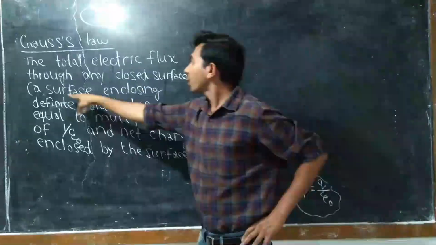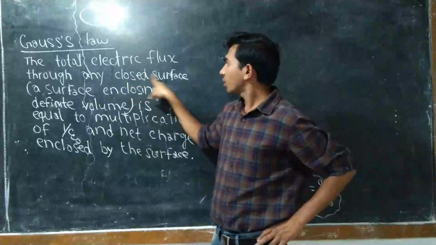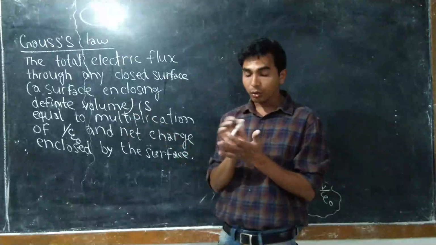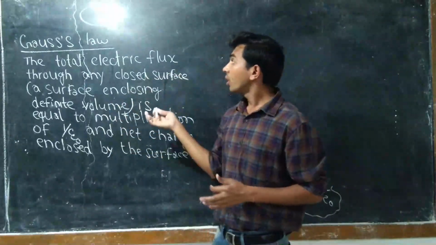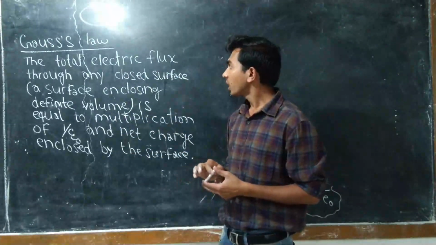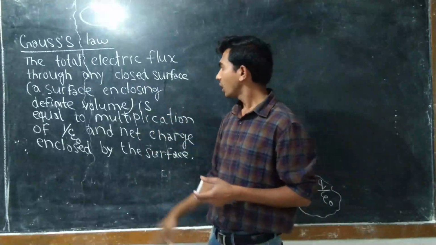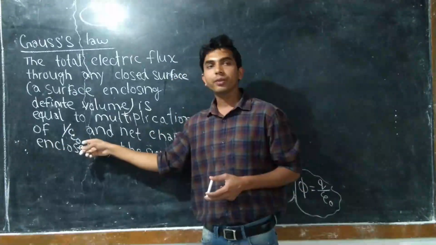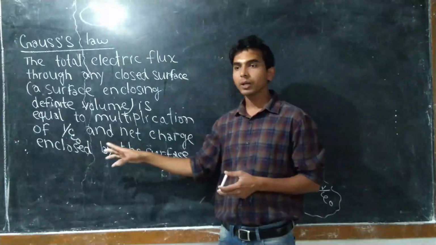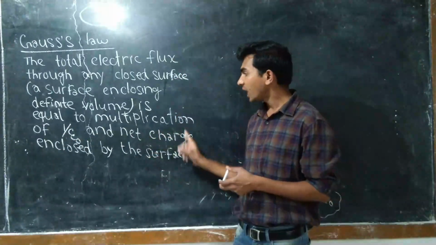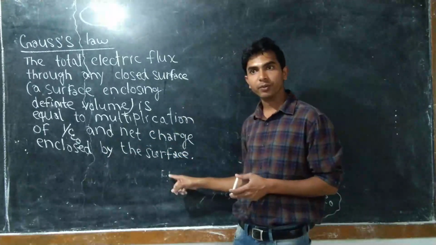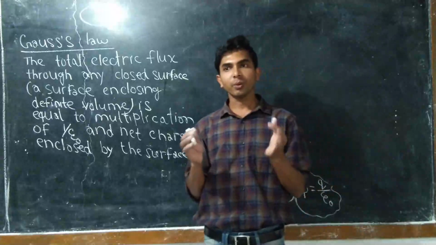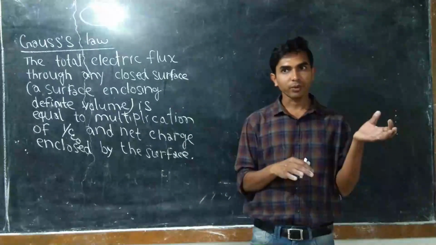So I have also written the definition of closed surface: a surface enclosing definite volume. According to Gauss law, the total flux through any closed surface is equal to 1 by epsilon 0 multiplied by the net charge enclosed by the surface. Net charge is the summation of all the charge inside the surface.